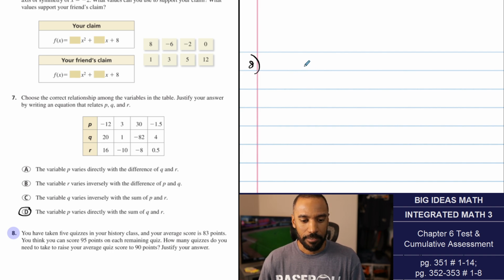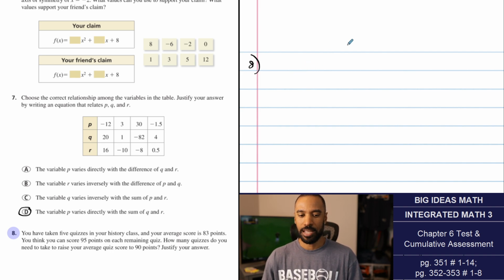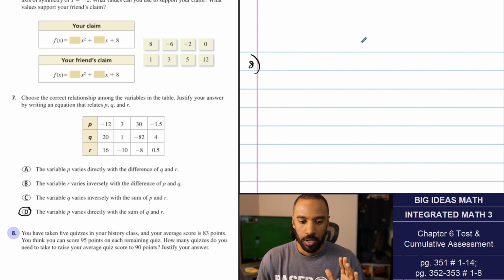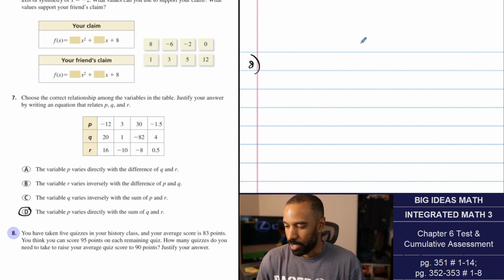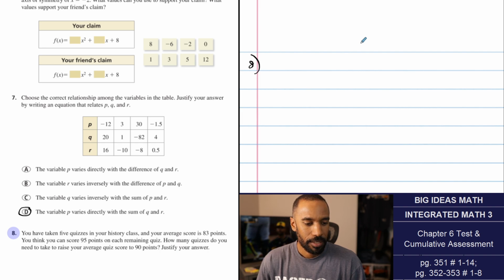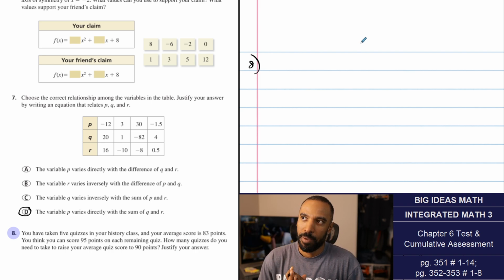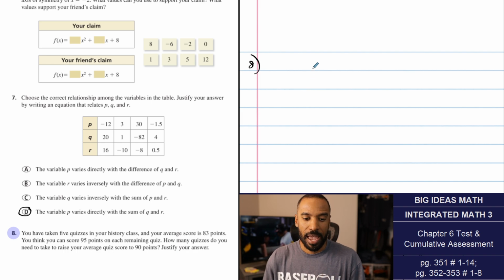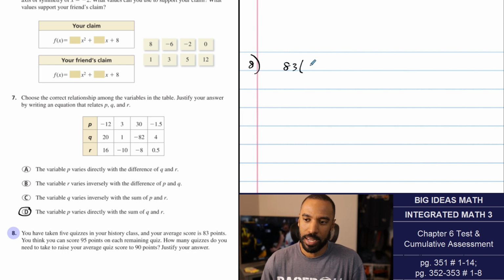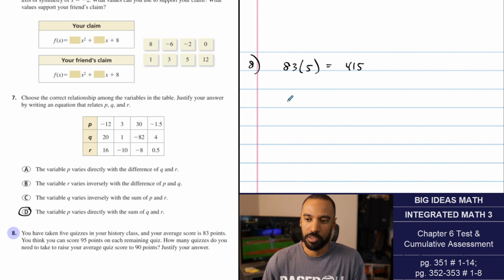So we've taken 5 quizzes, and your average score is 83. Sometimes I have trouble with these, sometimes I'm good with them. You think you can score 95 points in each remaining quiz. So let's say I've taken 5 quizzes so far, and my average is 83. So 83 times 5 is how much I've scored so far. That's 415. So 415 points I've scored so far.